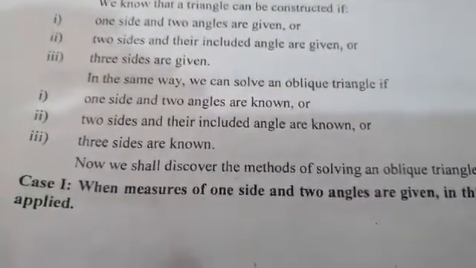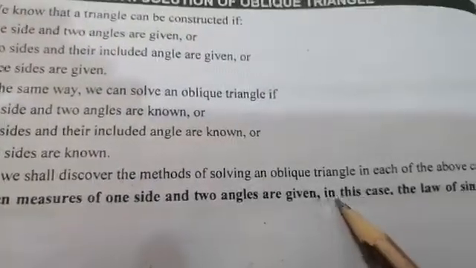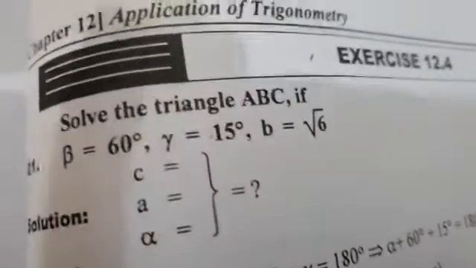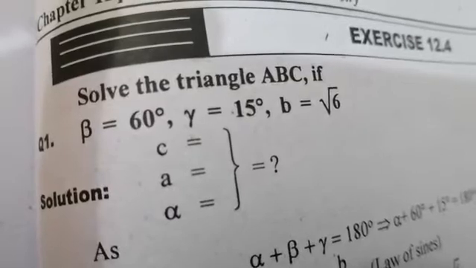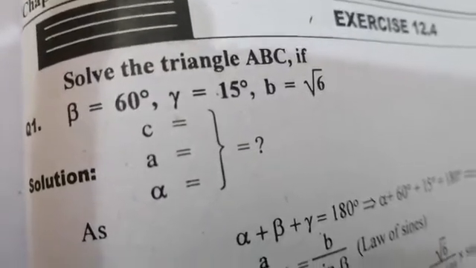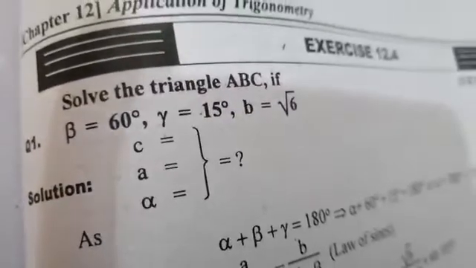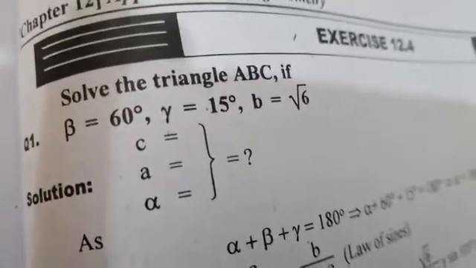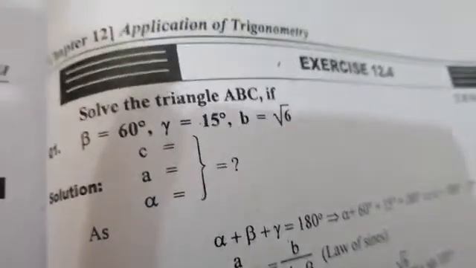Now case 1. When measures of one side and two angles are given, in this case the law of sines can be applied. Now exercise 12.4. This is the first question. Solve the triangle ABC if beta is given, gamma is given, and one side b is also given. To solve this triangle, we have to find side c, side a, and the angle alpha.